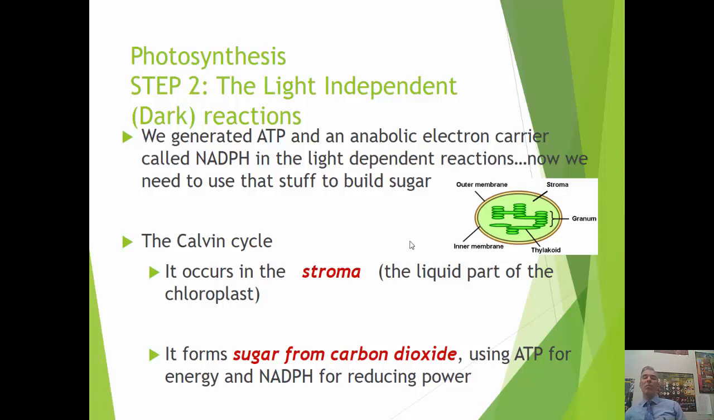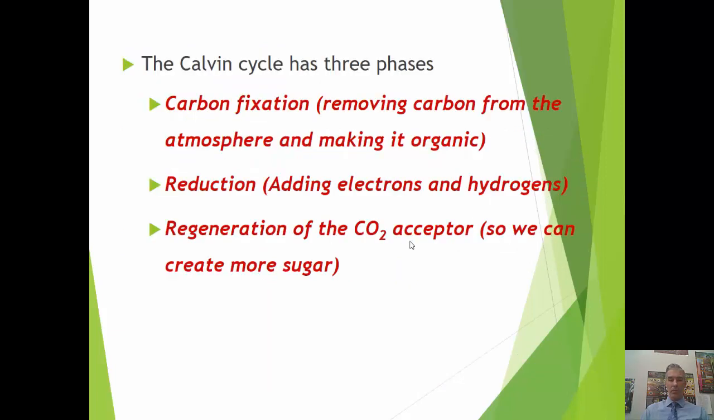It's going to take carbon dioxide, and it's going to fix it and turn it into sugar molecules, as opposed to the Krebs cycle, which would take sugar molecules, or pyruvate and acetyl-CoA, and break it down into carbon dioxide and extract the energy from it in the form of electron carriers. So the Calvin cycle occurs in the stroma. That's, remember, the liquid part, like the cytoplasm of the chloroplast, and it will form sugar from carbon dioxide using the energy from ATP and the reducing power from NADPH.